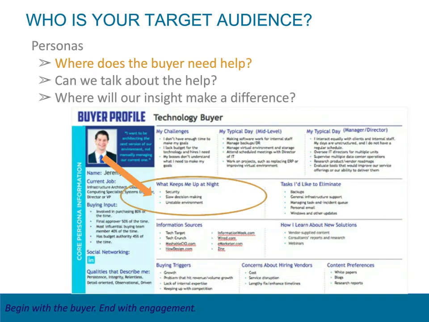So once you have all the basic information, you can use personas to go deeper. Personas are a foundational piece of content marketing and lead generation, and they are really, truly necessary. Here's an example for a technology buyer. These individual categories will vary based on what you need to know to create effective content, but a persona should always include pain points, things that the buyer is worried about, and the buyer's goals, because this is where you'll be able to find where your buyer needs help and where you can provide insight that makes a difference.